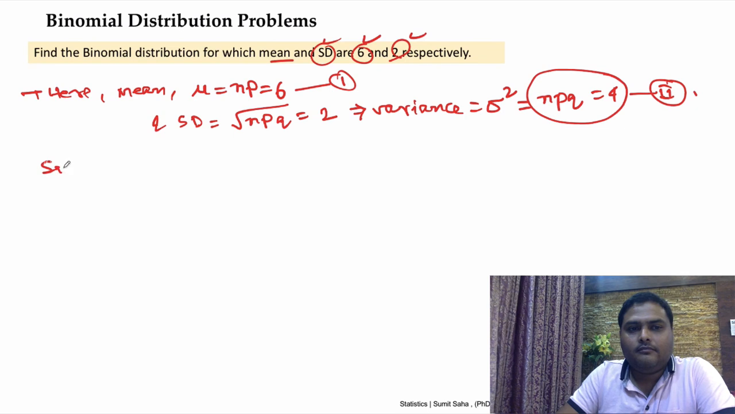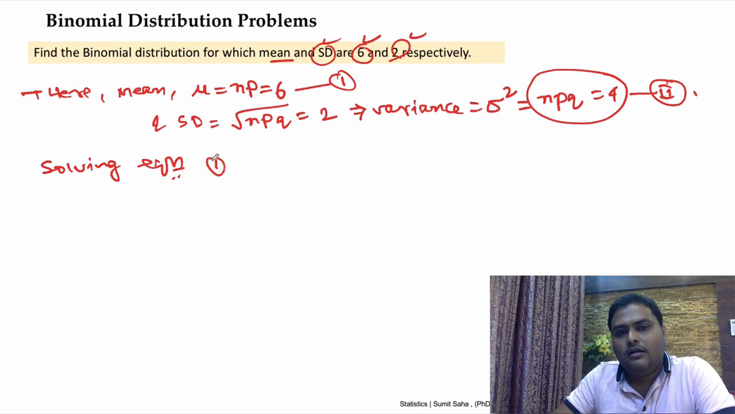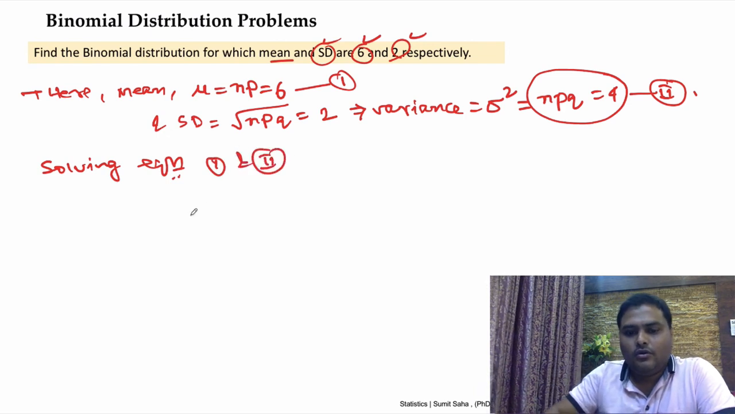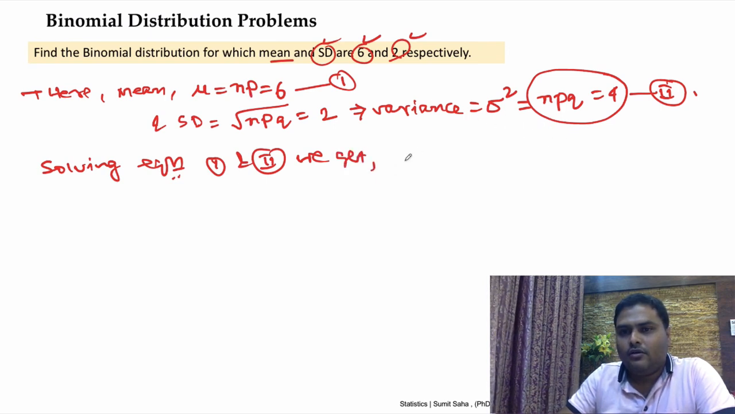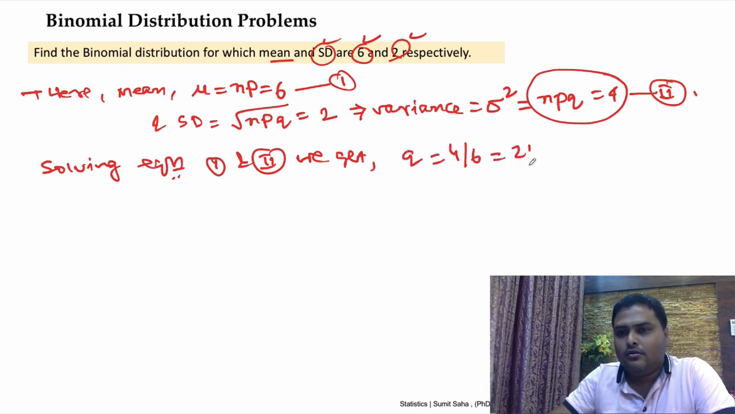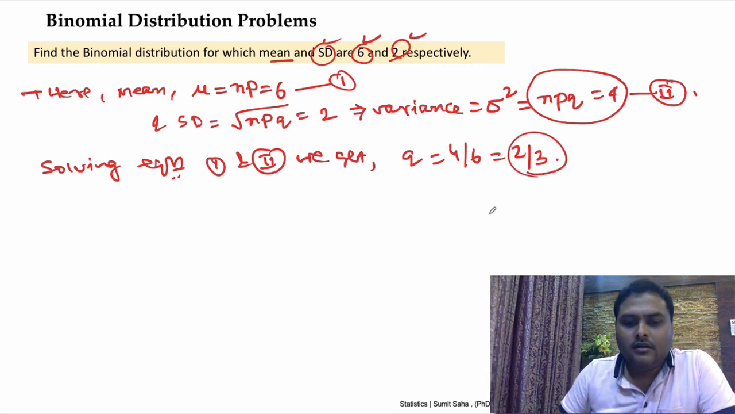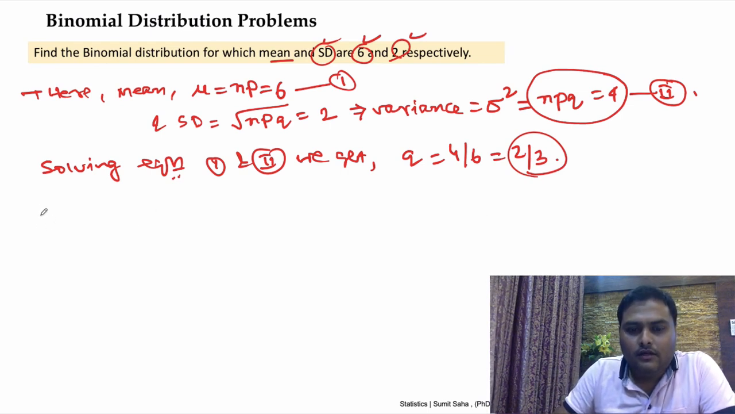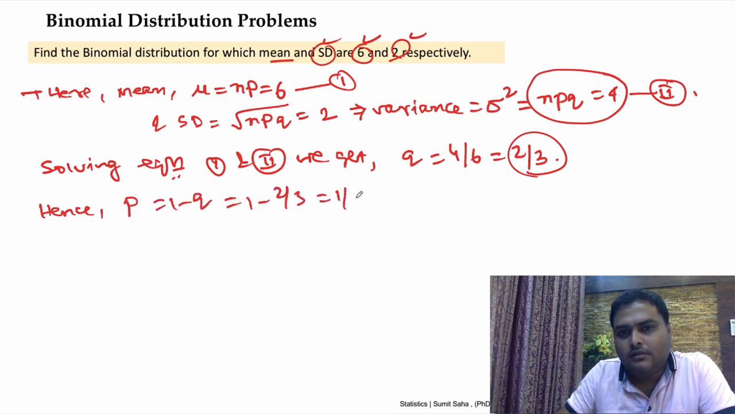Any doubt? So I am just writing this is equation 1 and this is equation 2. So solving equation 1 and equation 2, we get np equals 6, npq equals 4. So q equals 4 by 6, which is 2 by 3. Hope you have understood, right? Now the moment I have got the q value, we can calculate the p value, which is 1 minus q, which is 1 minus 2 by 3, which is nothing but 1 by 3.